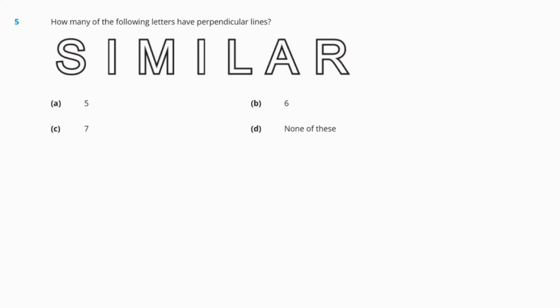Moving on to question number 5. How many of the following letters have perpendicular lines? Perpendicular means two lines intersecting at 90 degrees.